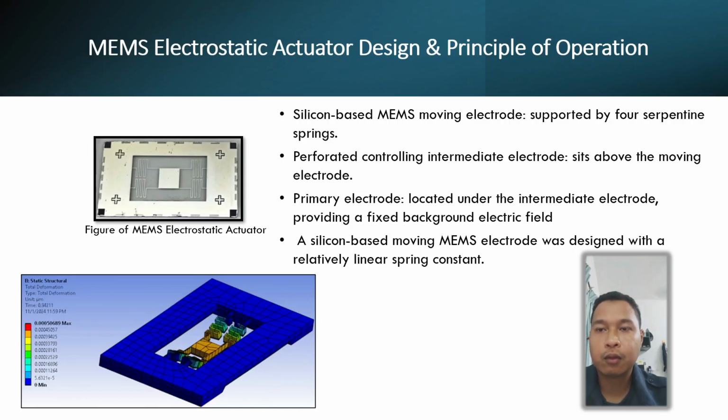Today I will be presenting our MEMS electrostatic actuator design and its principle of operation. The design principle involves the use of tri-electrode topology, which includes two underlying stationary electrodes compared to the conventional topology, resulting in a compact structure. The perforated intermediate electrode controls the MEMS moving electrode, while the bottom primary electrode provides a fixed background electric field to enhance the attractive electrostatic force and compensate for the smaller effective area of the intermediate electrode.